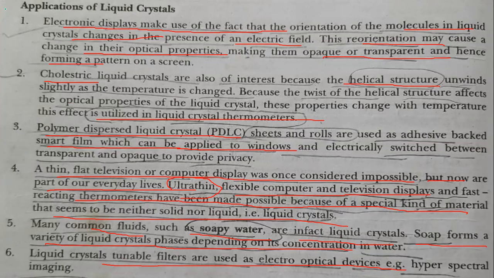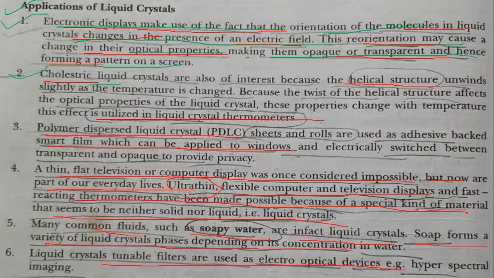Now we are in the final point, applications. What are the applications of this liquid crystal? They are used in electronic displays. The orientation of molecules in the liquid crystal changes in the presence of an electric field. Therefore, we can use this in electronic displays. This reorientation may cause a change in their optical properties, making them opaque and translucent. Hence, they form specific patterns on the screen. This is one application.